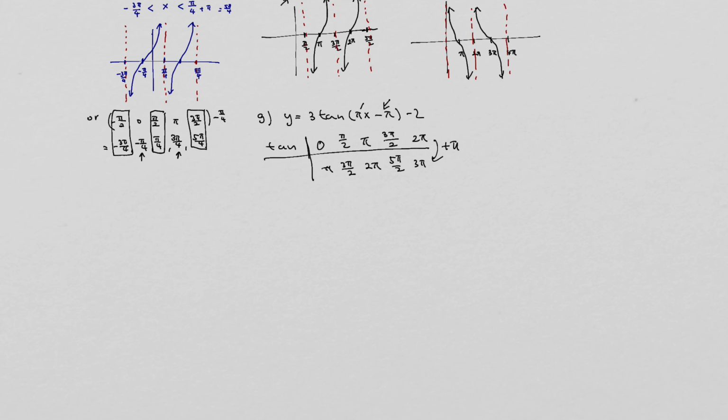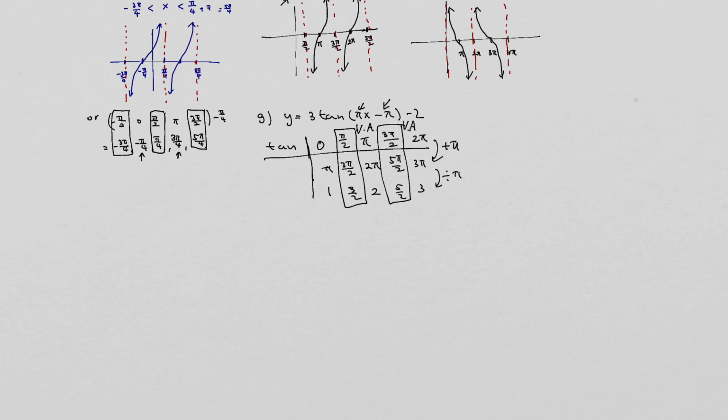Negative pi. What about this pi? Well, in order to get rid of the multiplication by pi, we are dividing by pi. So one more step. Dividing by pi will give you 1, 3 over 2, 2, 5 over 2, and 3. And don't forget, your vertical asymptotes were these, right?